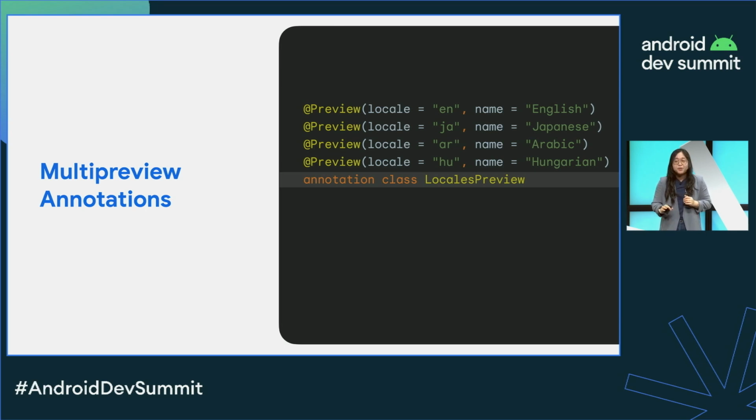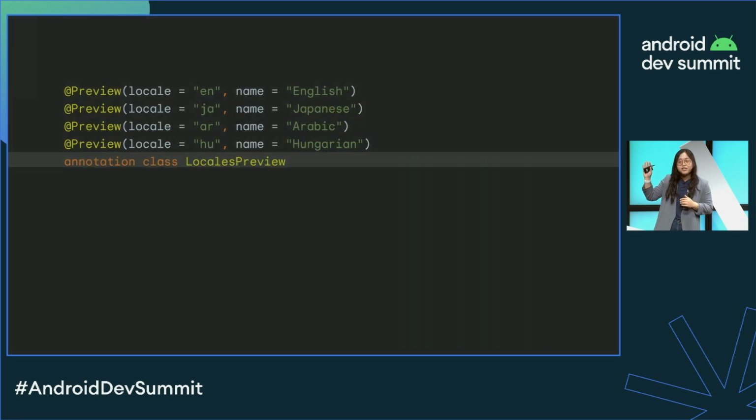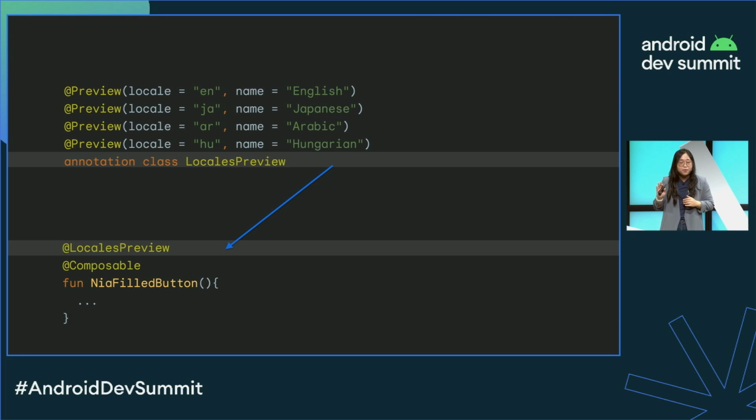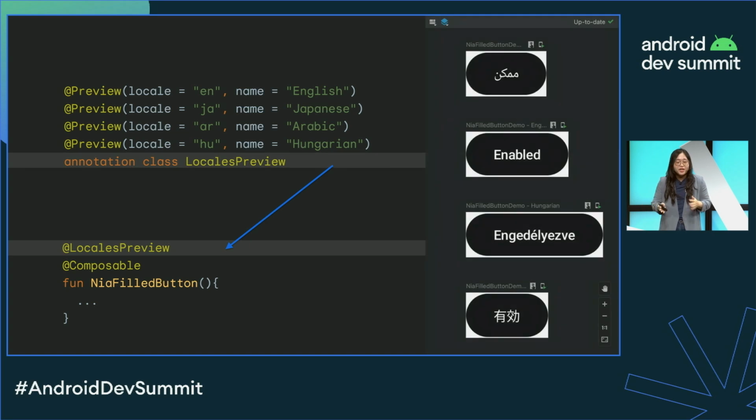Adding this annotation to a composable function will automatically render all the previews at once. So let's see this in action. I have grouped these 4 different language previews into something called a locales preview annotation. And all I have to do is apply this locales preview annotation to the button that I just made, and you will get the 4 language previews directly.